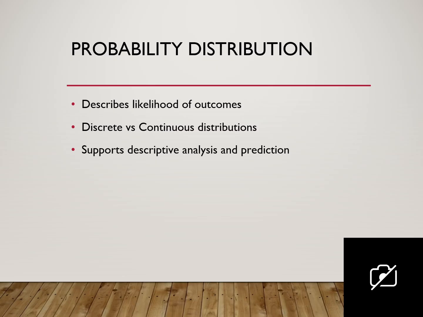Now let us understand what a probability distribution is. A probability distribution shows how probabilities are assigned to different possible outcomes. There are two main types: discrete distribution and continuous distribution. Discrete distribution deals with countable values. Continuous distribution deals with measurable values. Probability distributions are extremely useful in descriptive analysis and prediction.